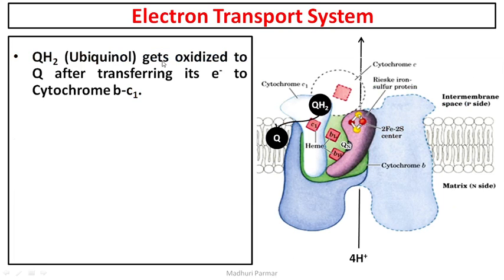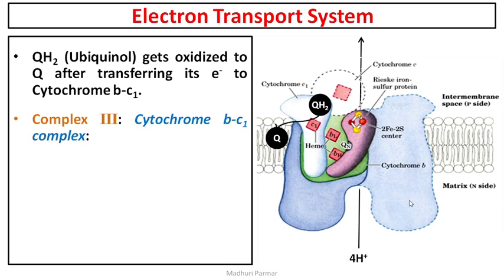Ubiquinol gets oxidized to ubiquinone. Again, the protons, H plus, are removed and the electron is transferred to the next complex, which is cytochrome Bc1. So complex number 3 is the cytochrome Bc1 complex, as shown in this diagram.